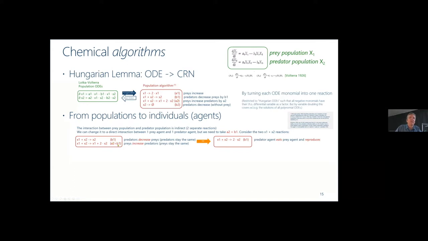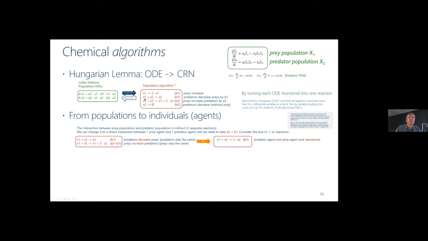In this case, is it legal to replace these two reactions with decoupled interactions with a single reaction, which is this coupled interaction between the species? Is it okay to replace these two reactions with this one? Well, to answer this question is actually quite simple. You just compute the meaning of this chemical system in terms of differential equations.